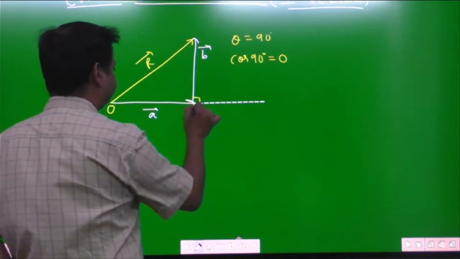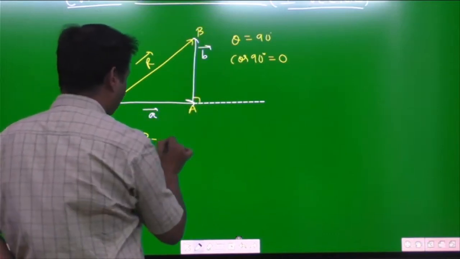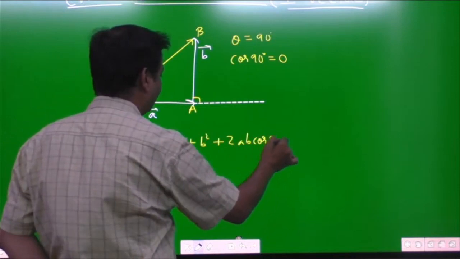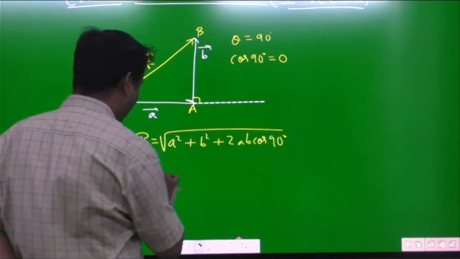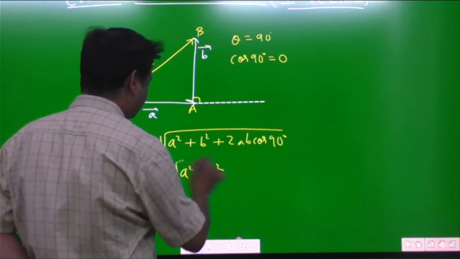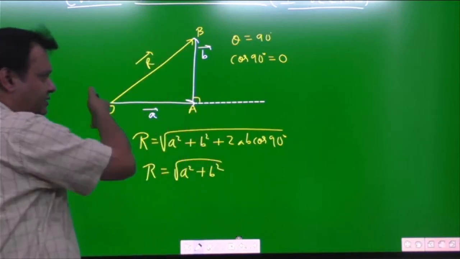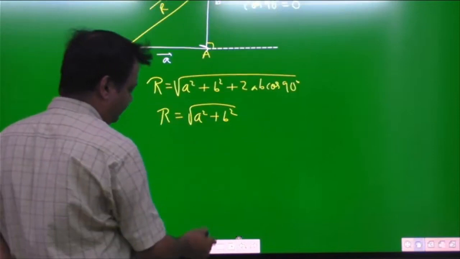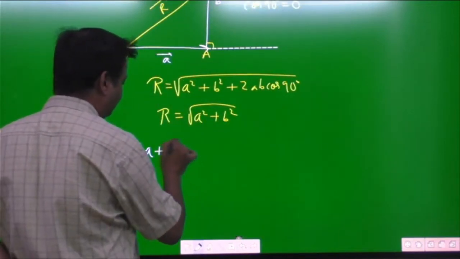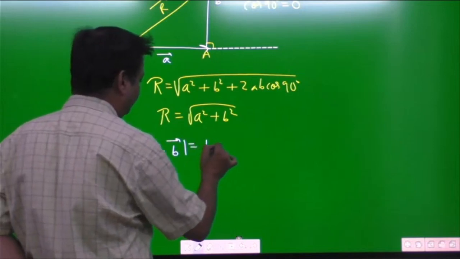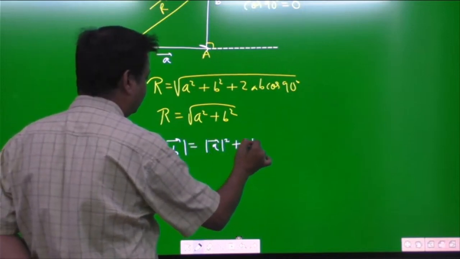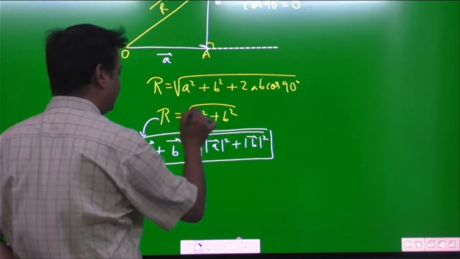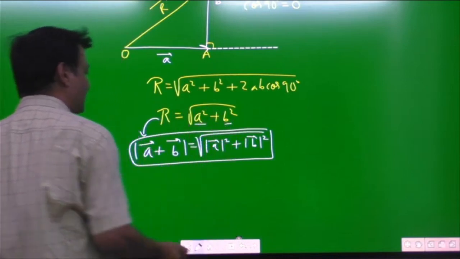So if you apply the formula of R, R will come to be a square plus b square plus 2ab cos 90, and cos 90 will be 0. So R will come to be a square plus b square, correct? Which you can see directly. Even if you see the direct geometric figure, it is already a right angle triangle. So R is the hypotenuse, which will be root a square plus b square. This can also be written like modulus of a plus b is modulus of a square plus modulus of b square whole under root, correct? Simply instead of R, I'm writing modulus of a plus b, and a and b can be written as modulus of vector a and modulus of vector b.